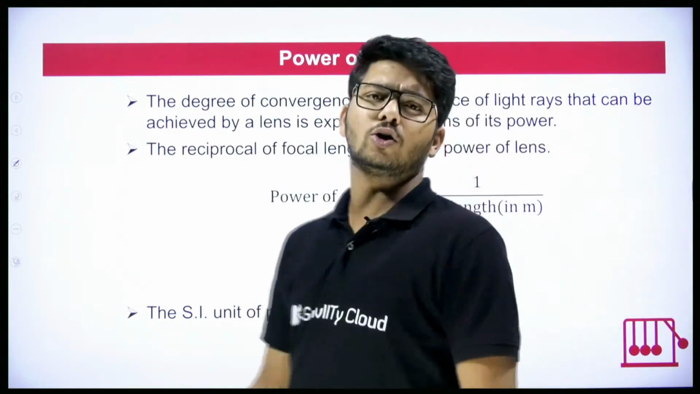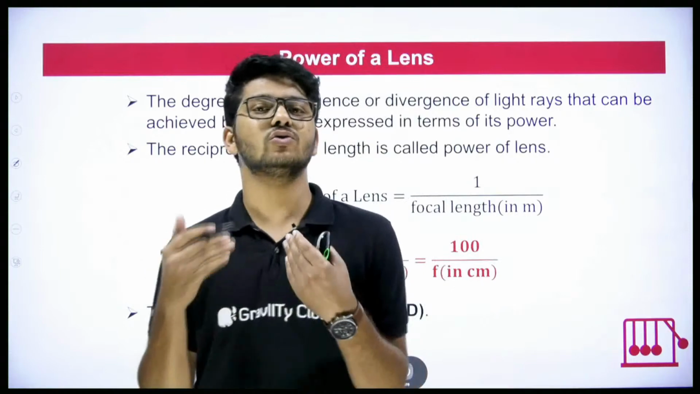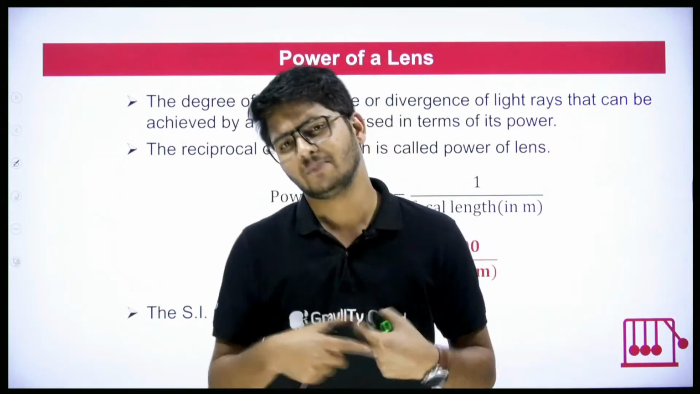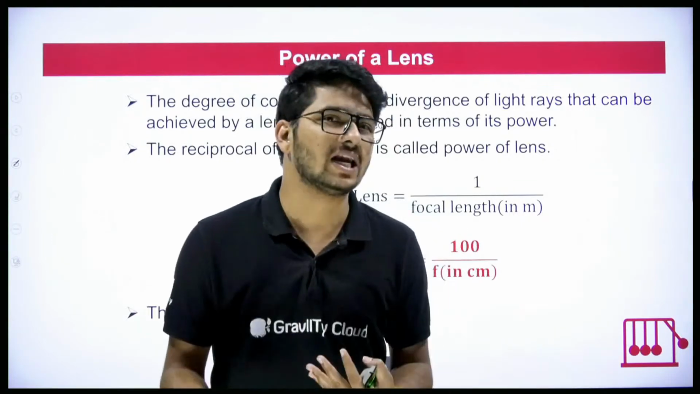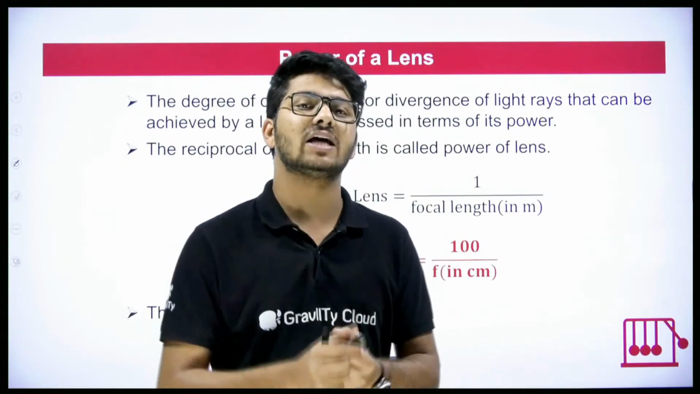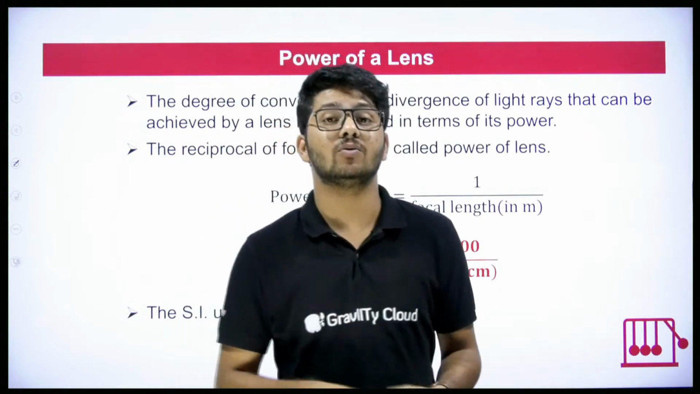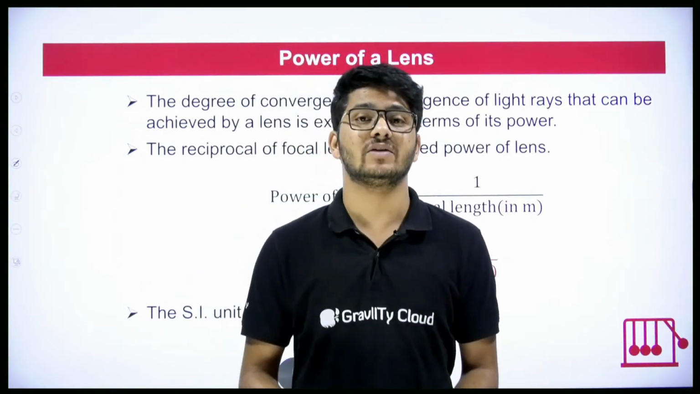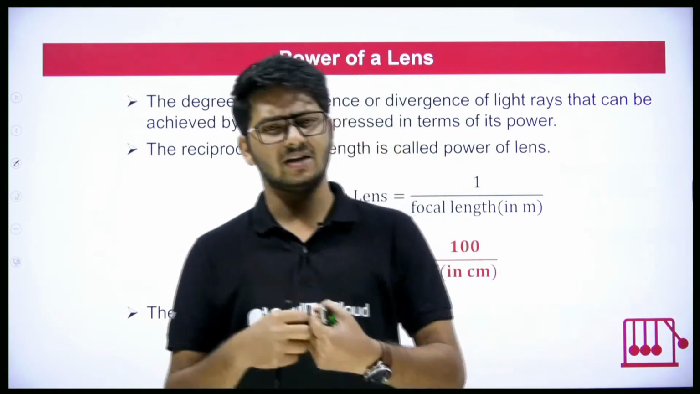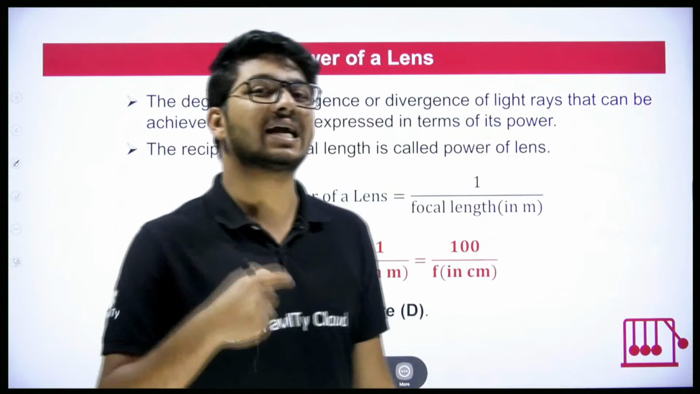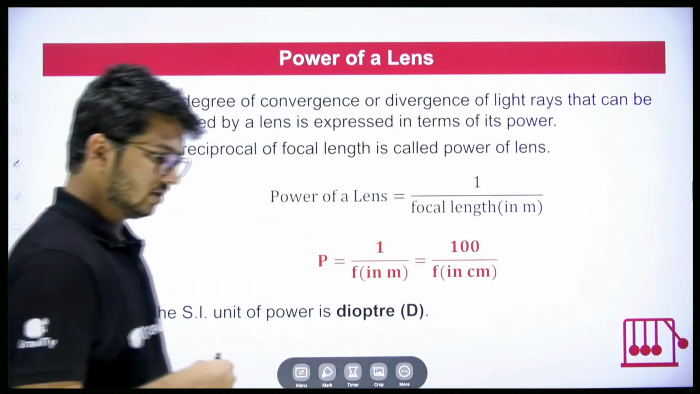Now, for those of you who have sight or who use specs, obviously specs has lens. But we don't talk in terms of focal length. We talk in terms of something called power. Which power or how much power do you have? -1, -1.5, -2, -0.5. So what exactly is this power? Let's understand that.